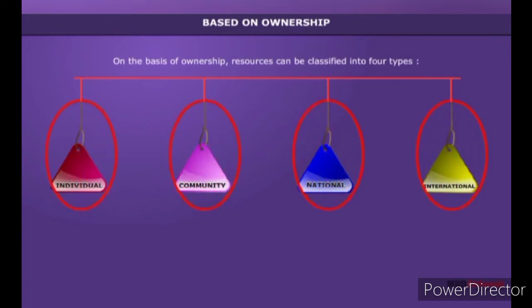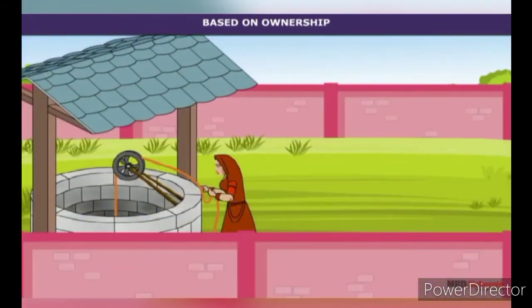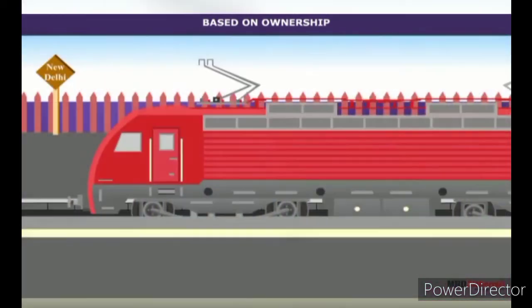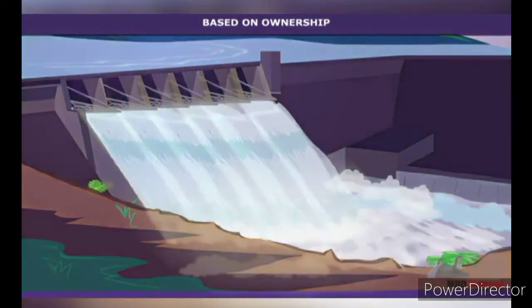Based on ownership. National resources. These resources are owned by the government. In the past, all land, water and other natural resources were owned by the government. Even today the government owns such resources of general public use as railways, irrigation, dams and buildings.